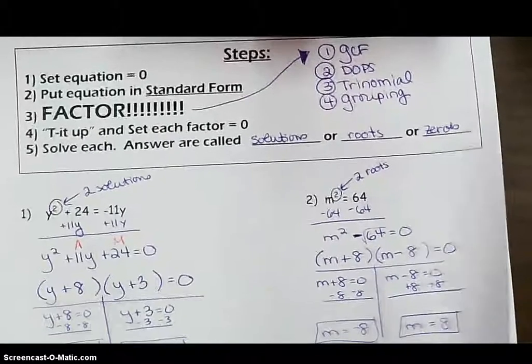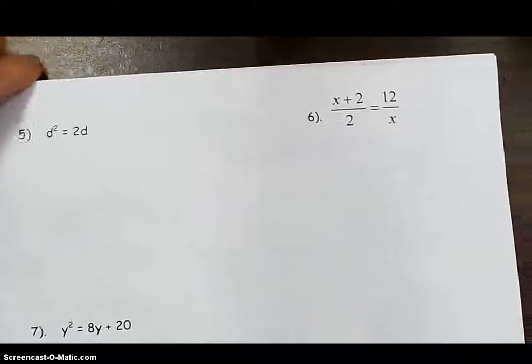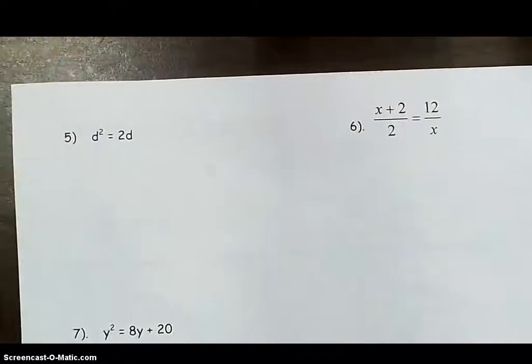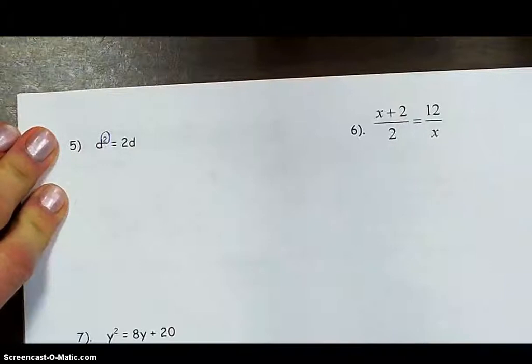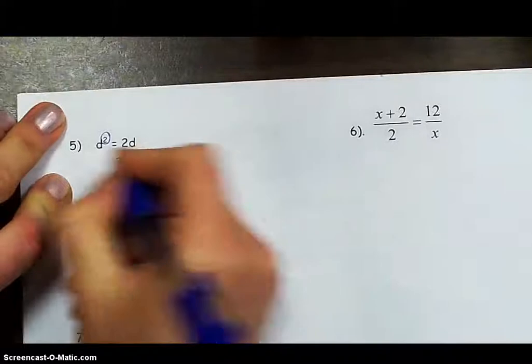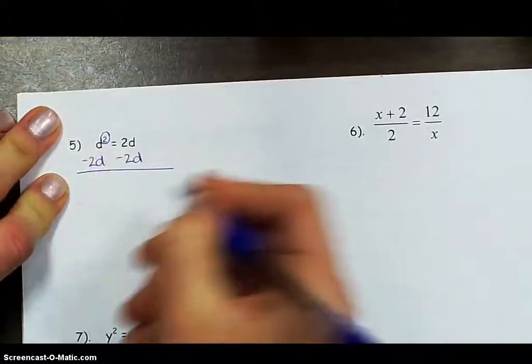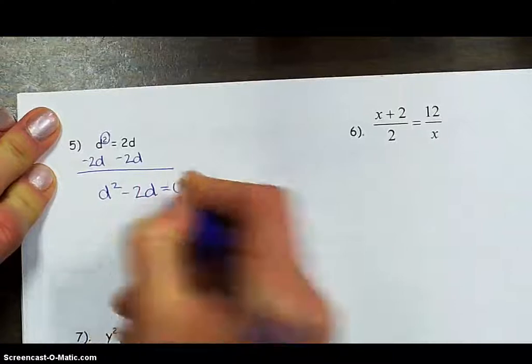All right, let's go ahead then. We're going to flip it over to the back. All right, we got just a couple questions left, so let's try number 5. So for this one, we see we have d's to the second power, so that means there's going to be two answers. So we have to set this equal to 0. So I'm going to minus 2d to the other side. So we're going to end up with d squared minus 2d is equal to 0.